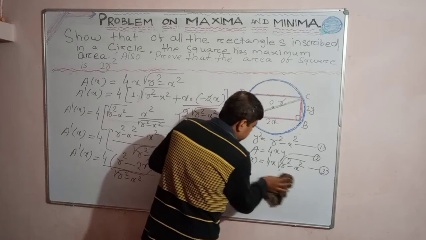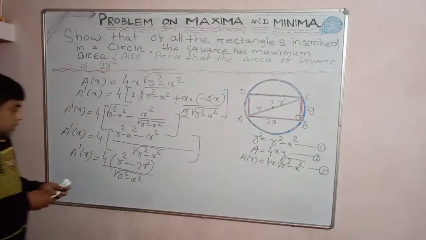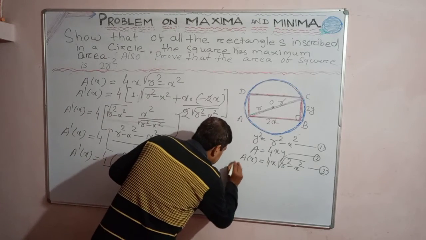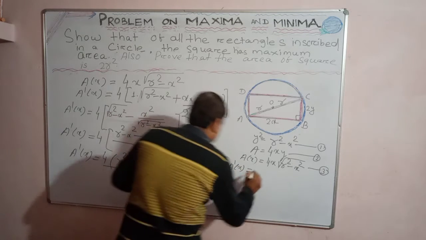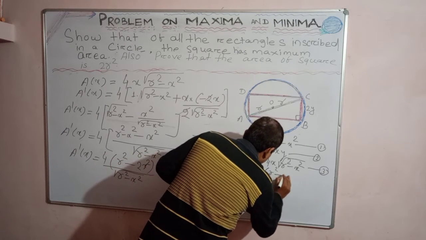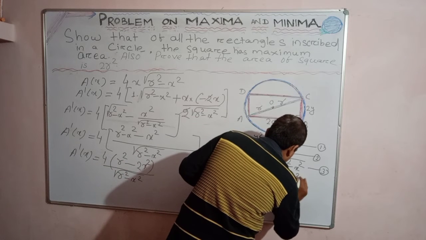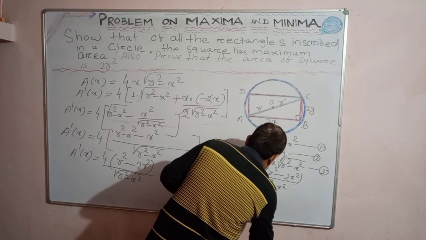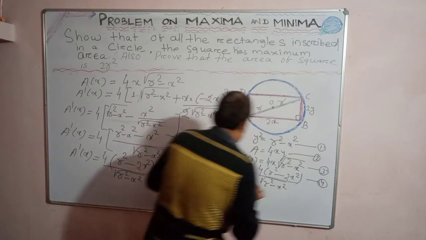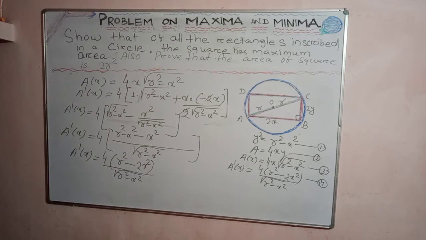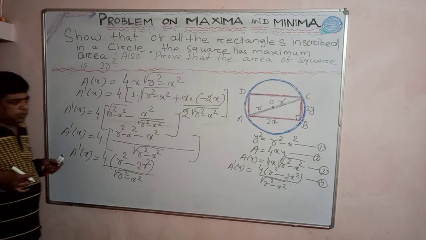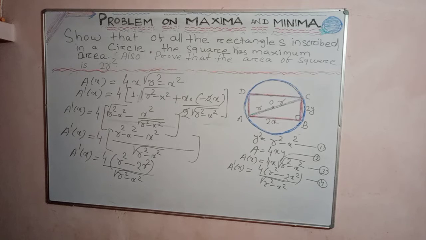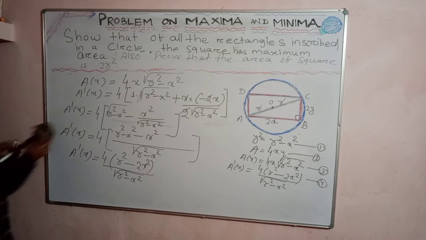After simplification we got this. Okay. Now let us write down this point. A dash x is equal to 4 times r square minus 2x square divided by the square root of r square minus x square. So these are the important points we are getting during the course of calculation, during the course of simplification. Okay, so is it correct? Did you understand? Okay, note it down, students. Shall I proceed? Okay.